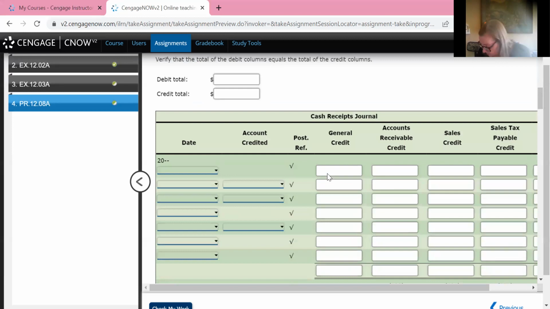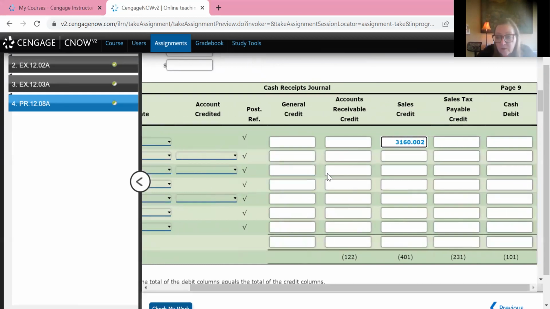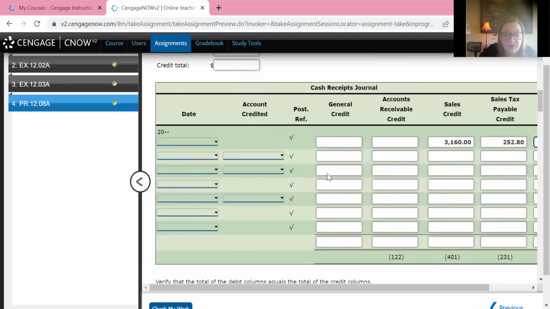Oh, this might be the first cash receipts journal entry. It is. Okay, cash receipts on the 7th, 3,160 that we're going to record as sales. And we're going to multiply it by 8% to get sales tax payable of $252.80. And then that's going to bring us to a total cash amount of $3,412.80. And this was for the sales for the week, and it's dated March 7th. Okay, that should be fine.